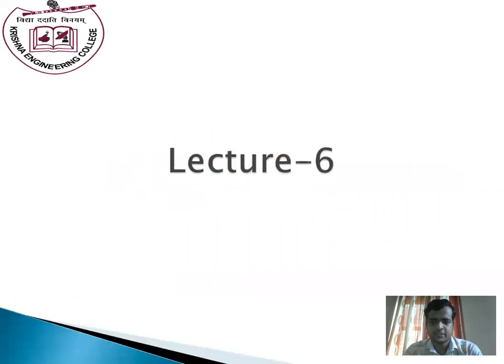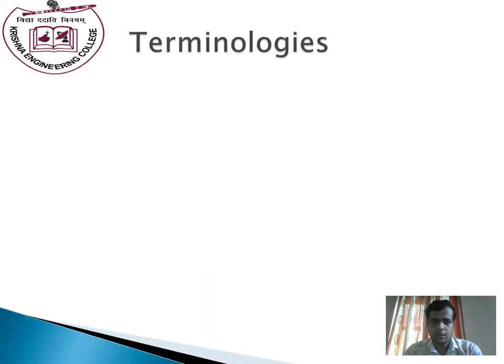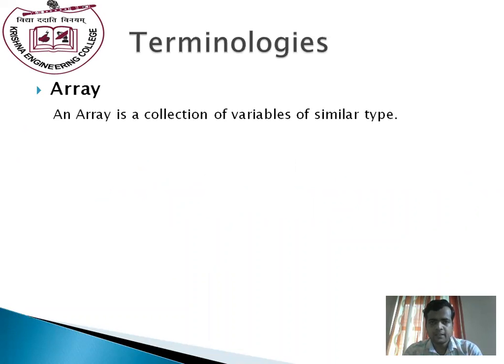Today in lecture 6 of web technology, we discuss a few things of the Java programming language and the basic terminologies which are used. Today's lecture is first array. An array is a collection of variables of similar types, or we can say that an array is a collection of similar data type, a collection of variables of similar data types.